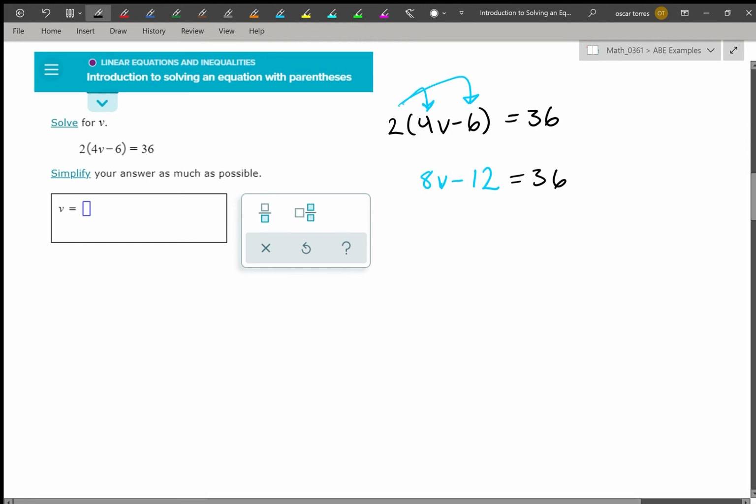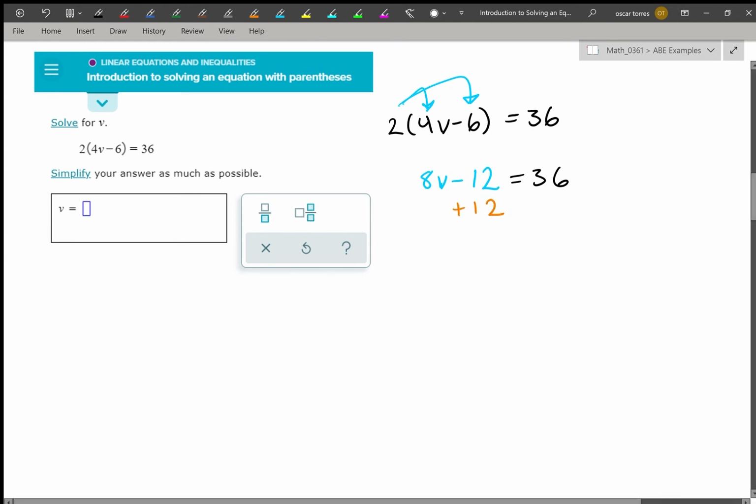And at this point, it's just like solving any other problem. So we need to get the v by itself. If we look at what's going on to the v, it's being multiplied by 8, but then it's being subtracted by 12. Because the subtraction by 12 is the last thing that happens to it, it's the first thing we're going to undo. So instead of subtracting 12, we're going to add 12.